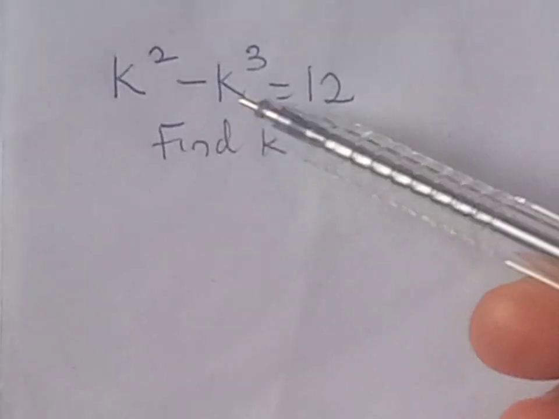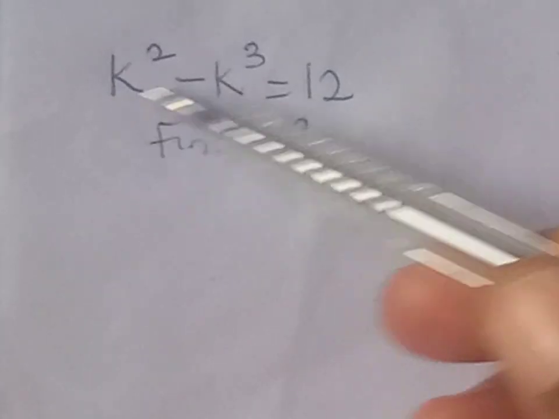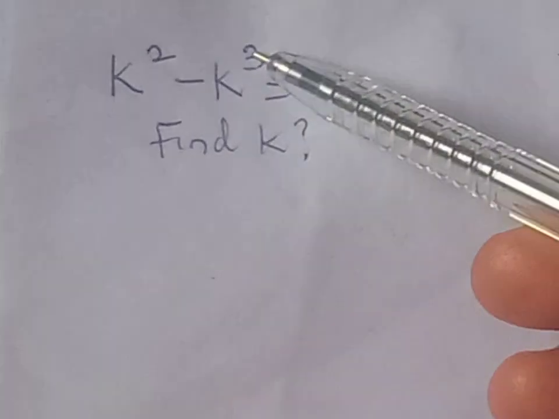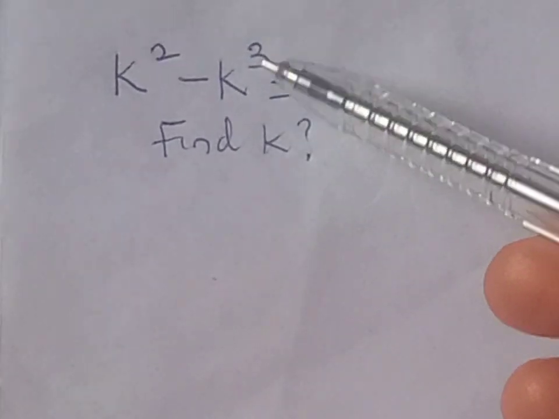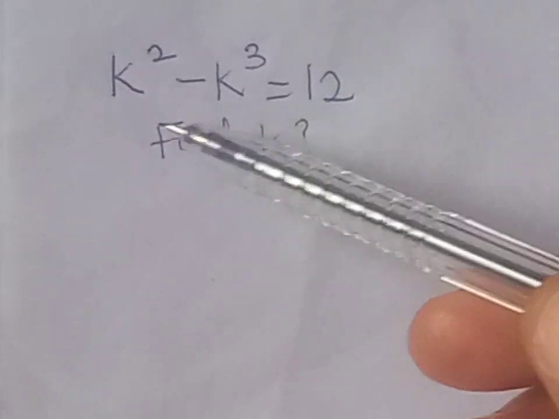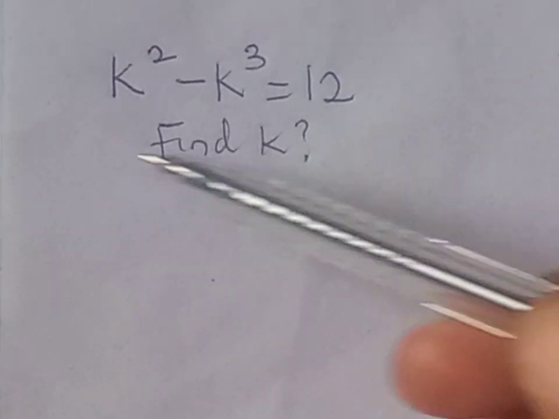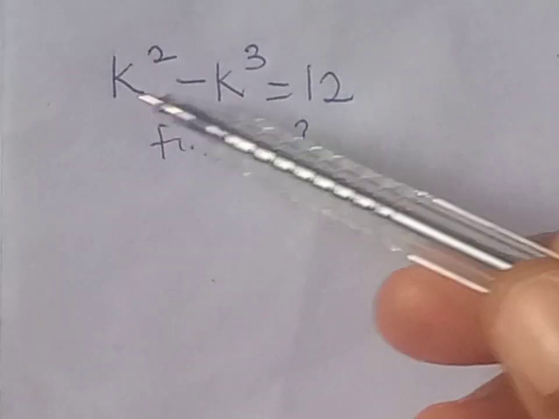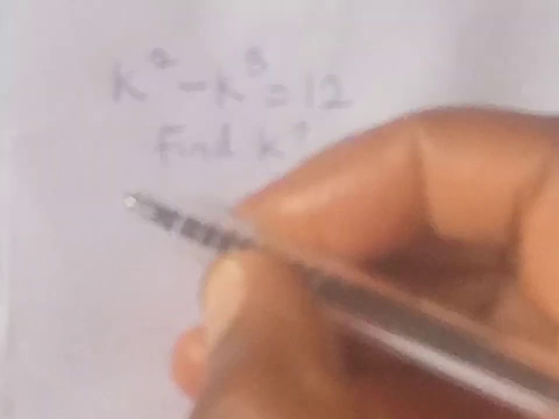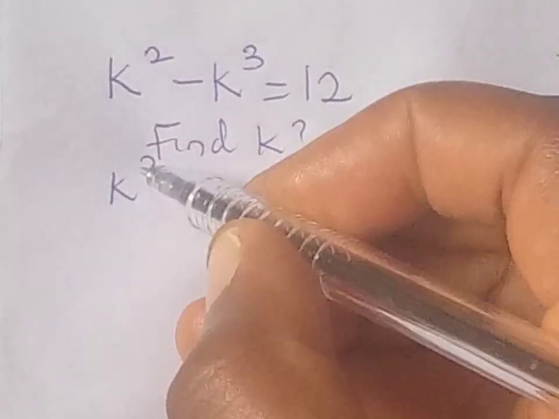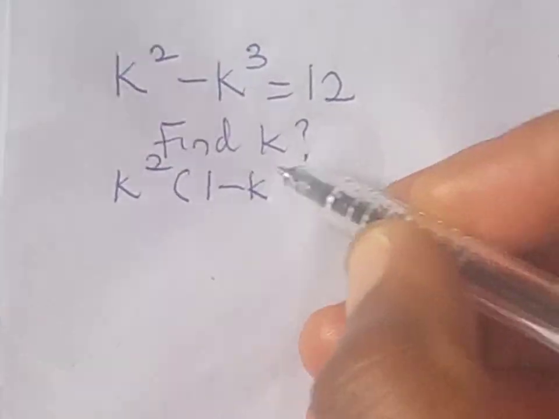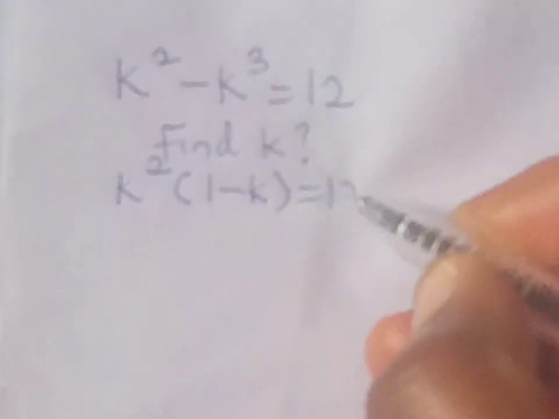The first thing we notice here is that both terms contain k squared. We have k squared here and we have k squared times k raised to power 1. So we have k squared in both terms. The next thing for us to do is what? Let's factor k squared out from these two terms, which gives us what? k squared open bracket 1 minus k close bracket equals 12.